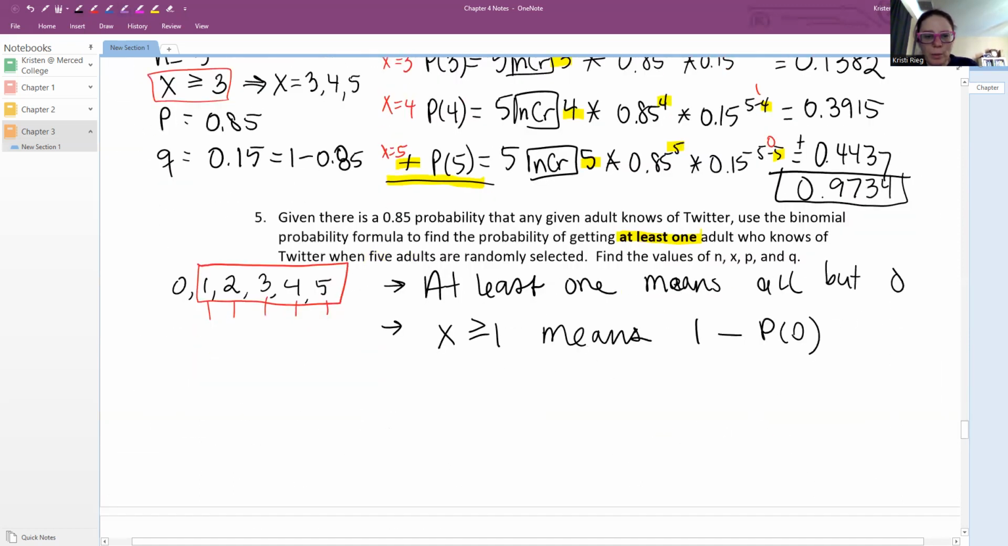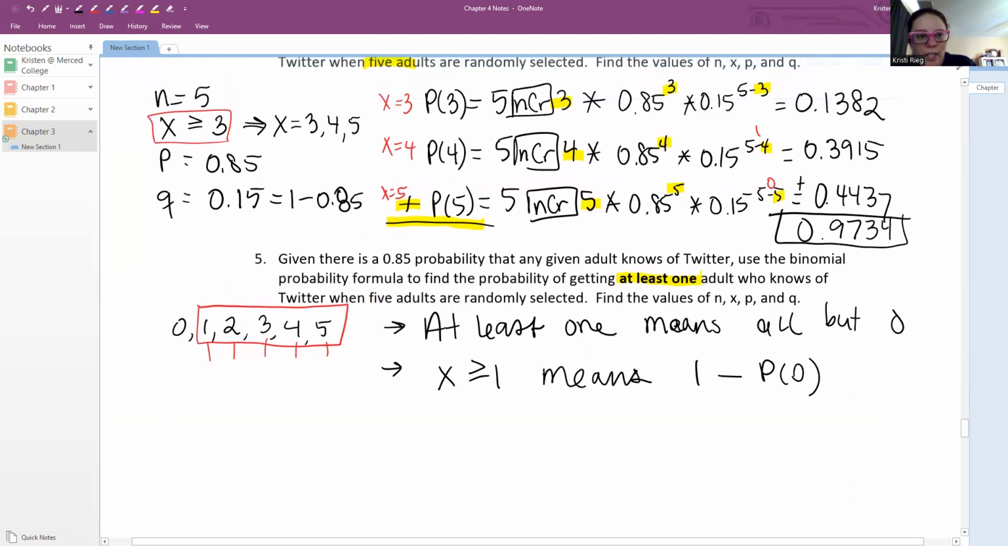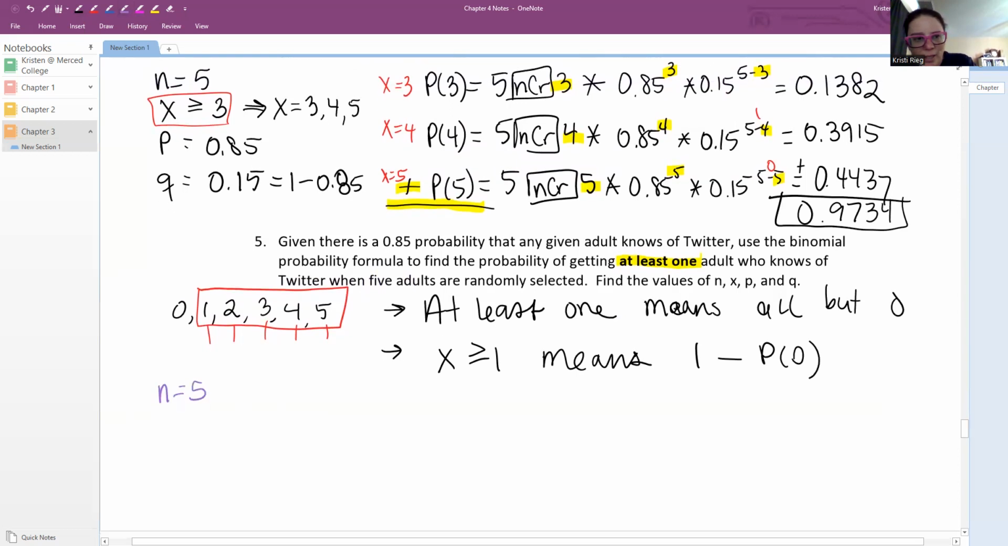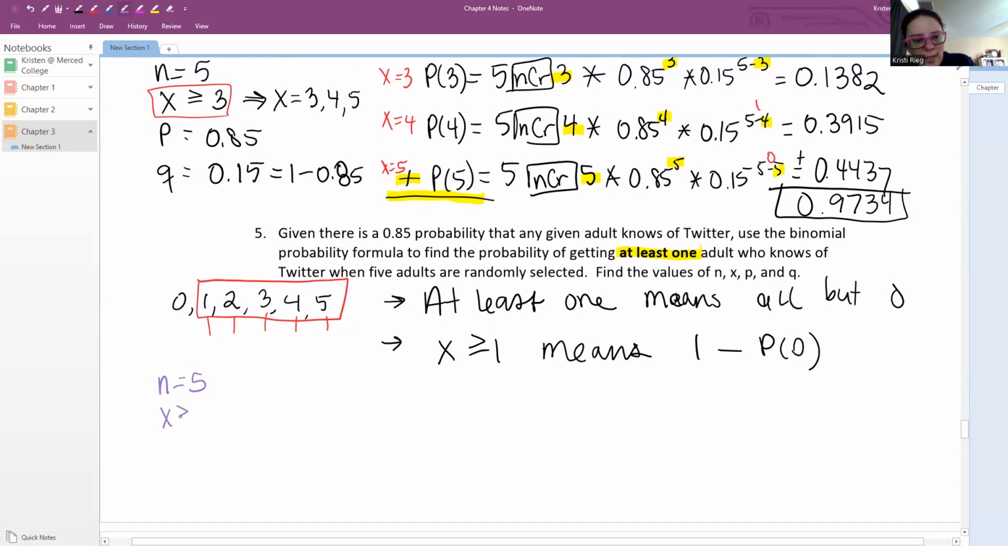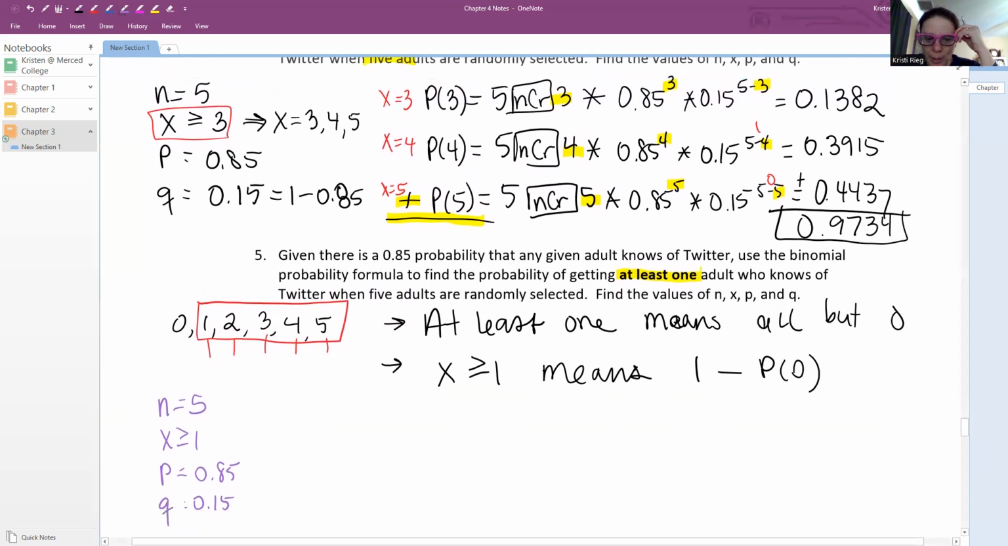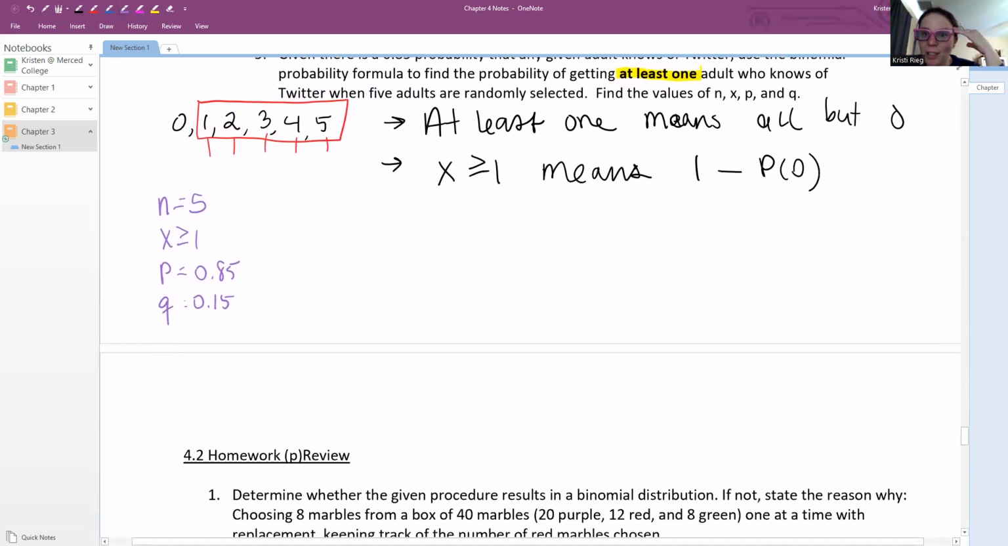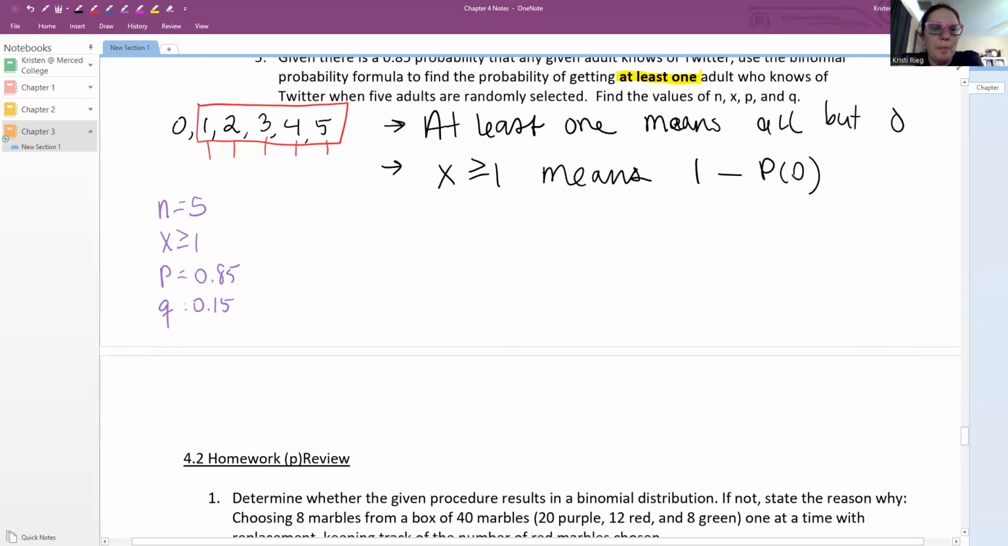Okay, so this is what we're going to do. Because it's the same Twitter example, n is the same. X is at least 1. P is 0.85. And Q is 0.15. If you put closed caption on, you can read it, but this is not letting me scroll down anymore. Okay, there we go. At least 1.